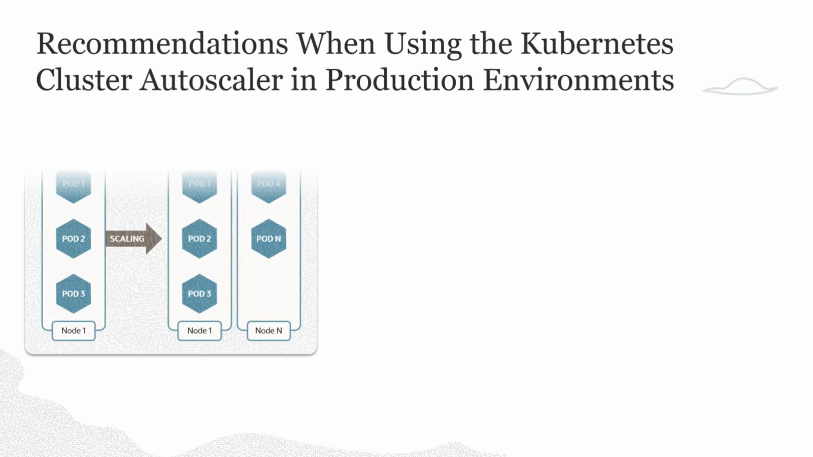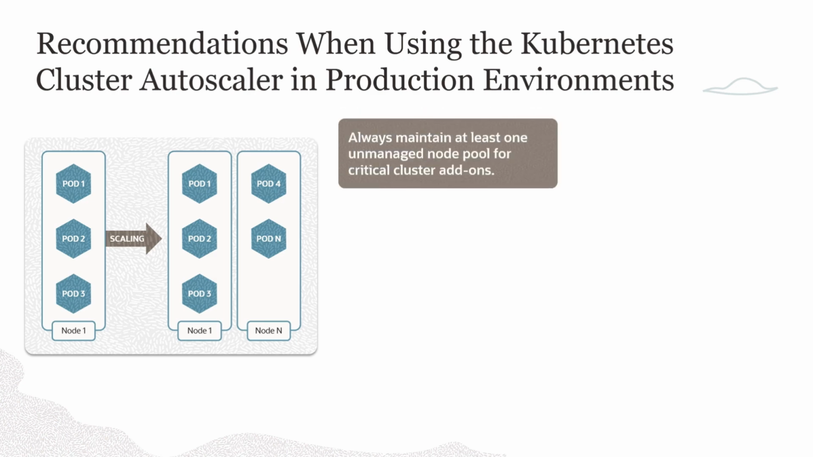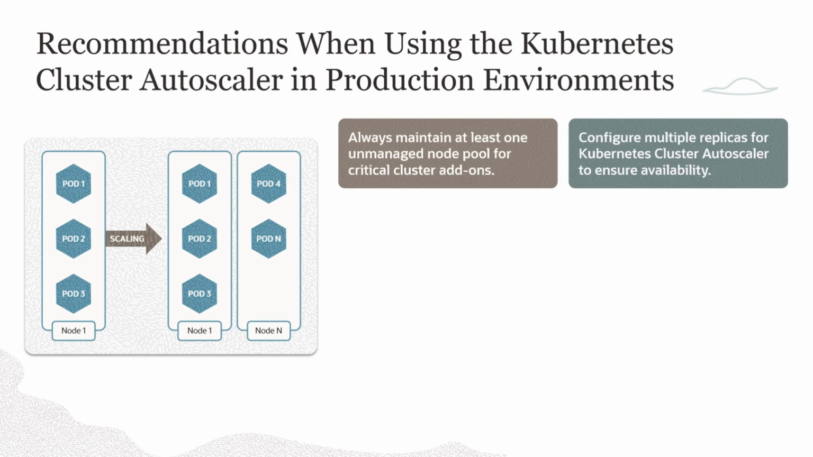Let's delve into key recommendations for harnessing the full potential of the Kubernetes cluster autoscaler in production environments. Always ensure there's at least one unmanaged node pool in your cluster to support critical cluster add-ons. This pool requires manual scaling and serves as a safety net for essential functionalities. For robust availability, configure multiple replicas for the Kubernetes cluster autoscaler in your configuration file. This redundancy ensures that even if one replica faces eviction, others can continue orchestrating node pool adjustments.